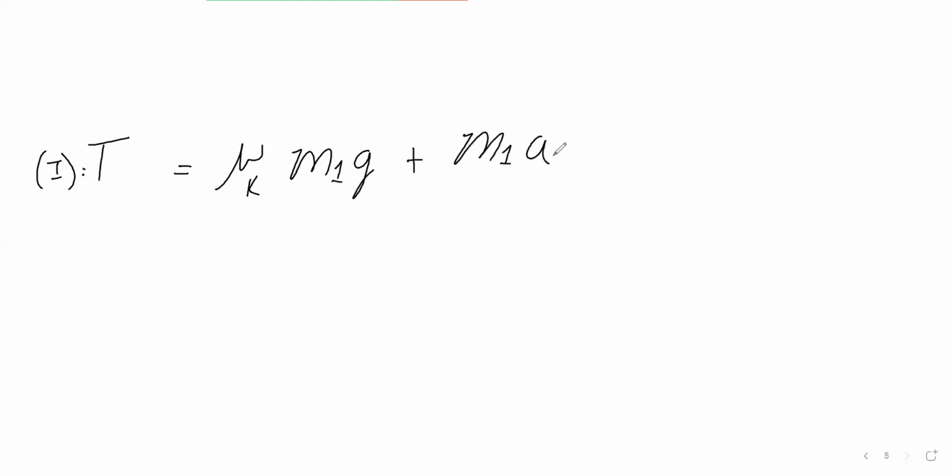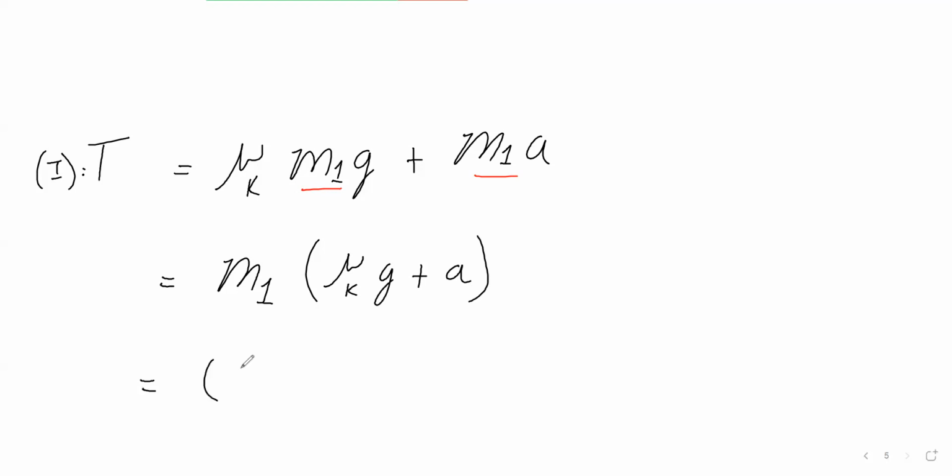And then finally, what's the tension? Well, you can use either equation 1 or equation 3. Referencing back to equation 1, we said tension was mu times normal force, but normal force was M1G plus M1A. And this is the form we left it in. But again, to save time, I will factor out that M1 now. You don't have to do this step, but we can write this as M1 times mu G plus A to save us some time.